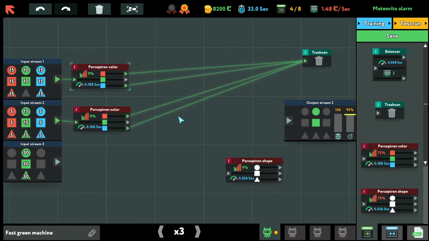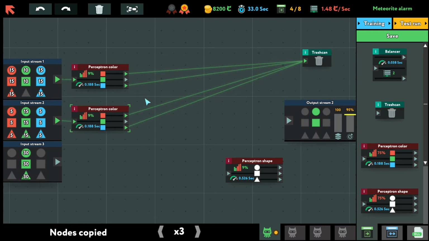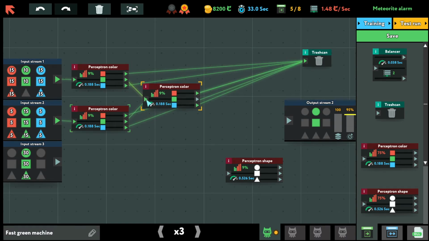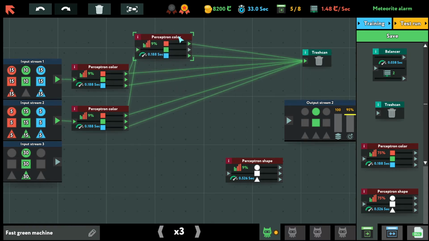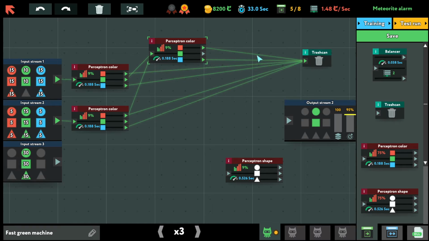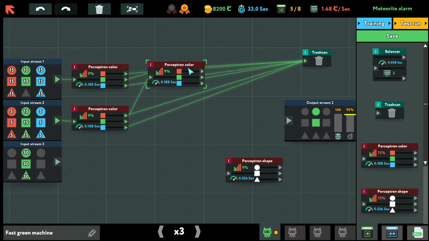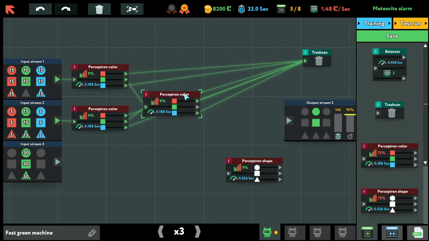We have to have 95% accuracy. So why don't we do another layer of perceptron color? So all the ones that we think are green, we're going to process them again. And then, yeah, the reds and blues, the misclassified ones still get trashed. And the green ones we're going to use for something else.